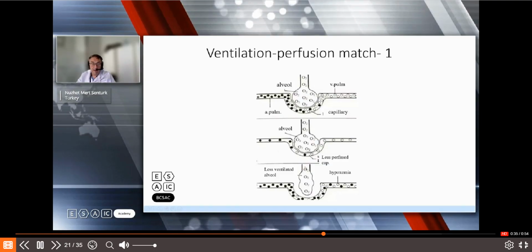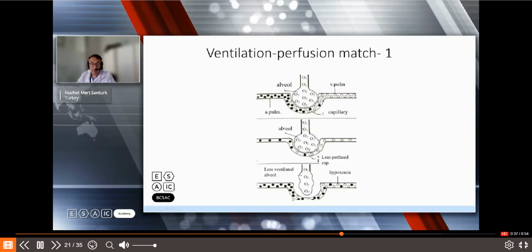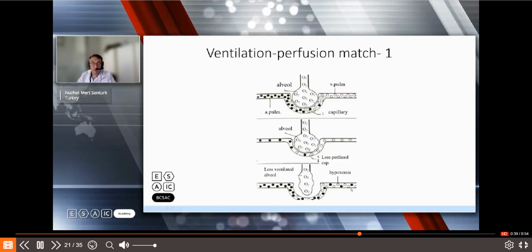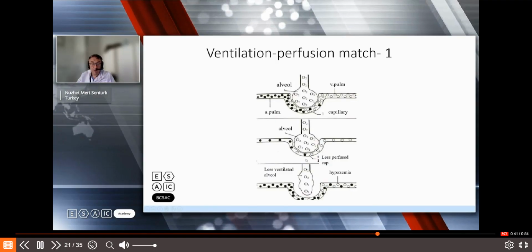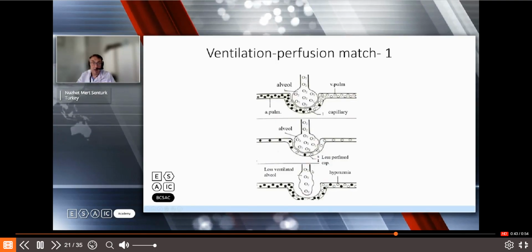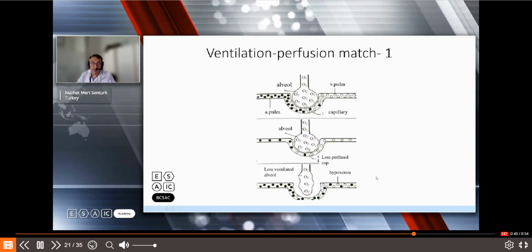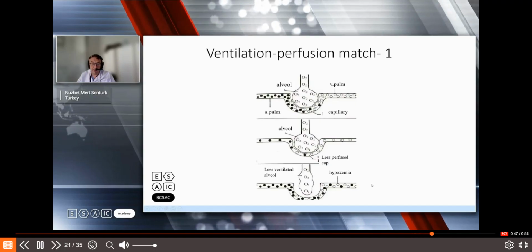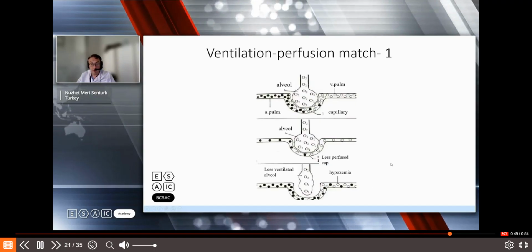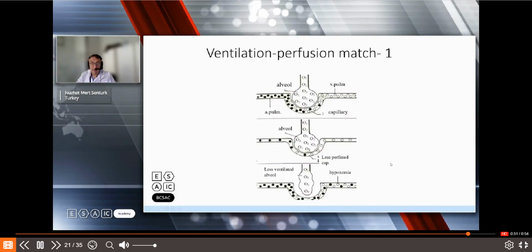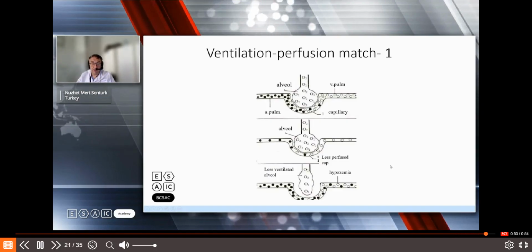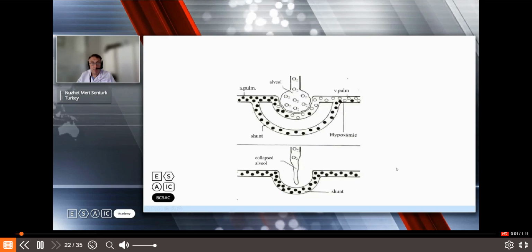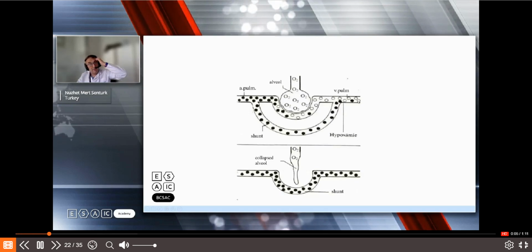The other way around, ventilation is bad, but the perfusion is very good. Perfusion is full, and only these 4 oxygen molecules would not be sufficient to create perfect saturation of the hemoglobin in the arterial pulmonary circulation. How about the shunt? This one you see here, the anatomic shunt that I have mentioned before.